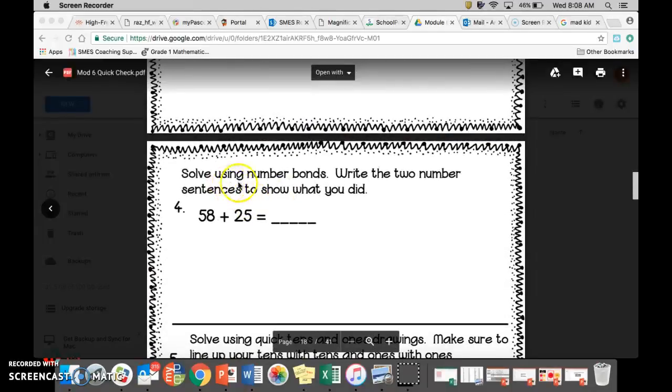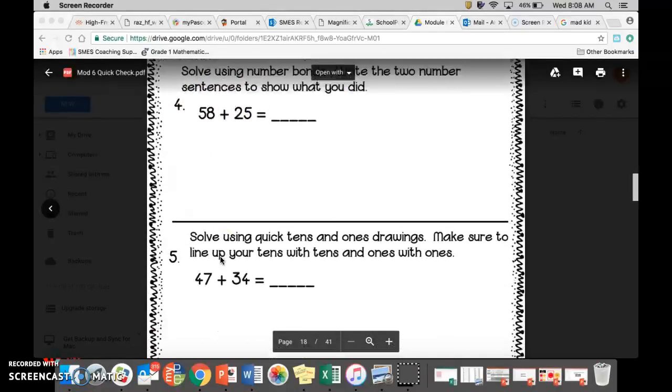Number 4. Solve using number bonds. Write the two number sentences to show what you did. Again, you have to use the number bonds here and show me the two number sentences.